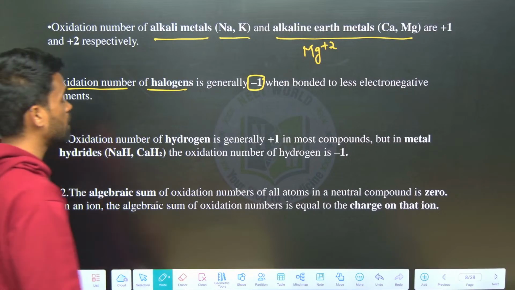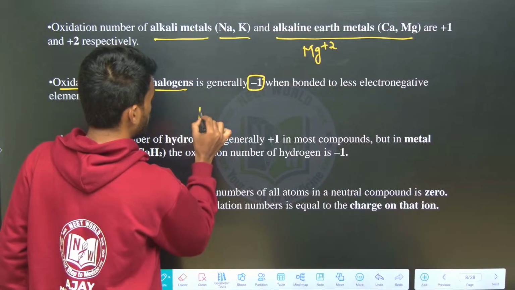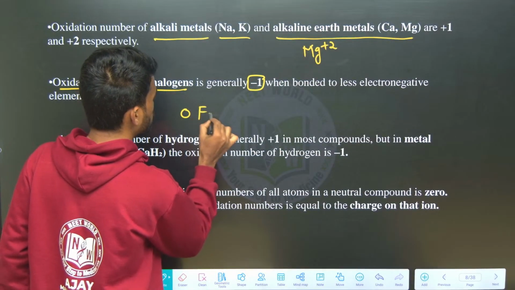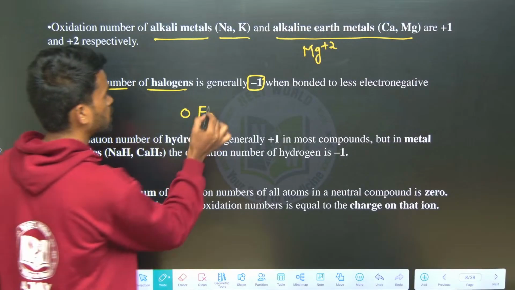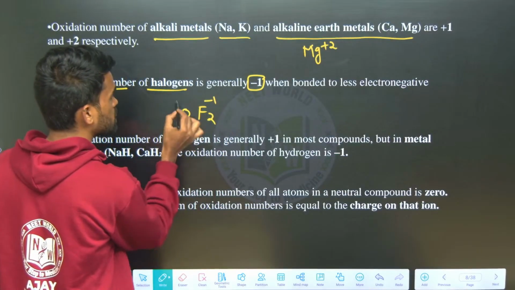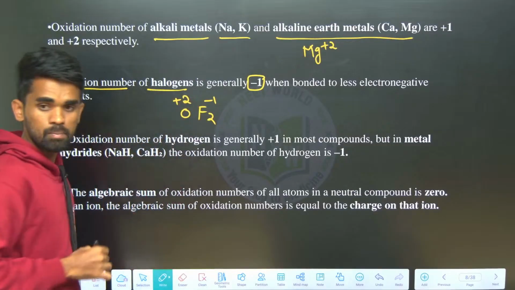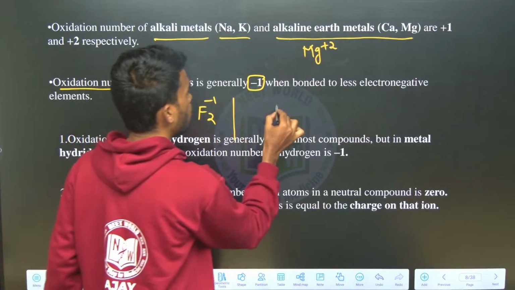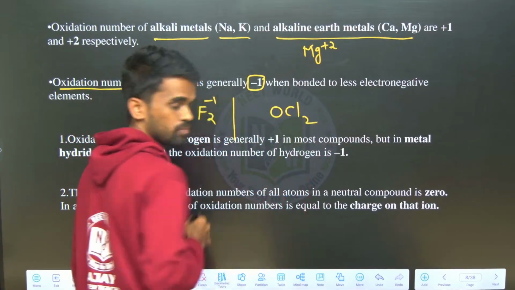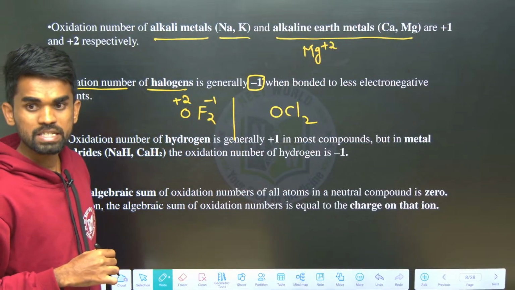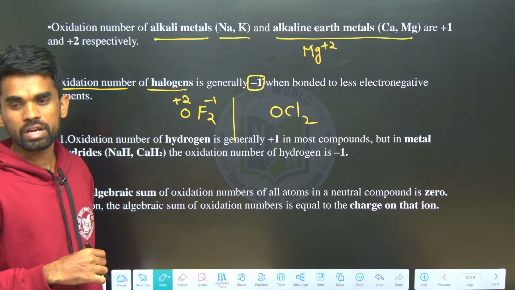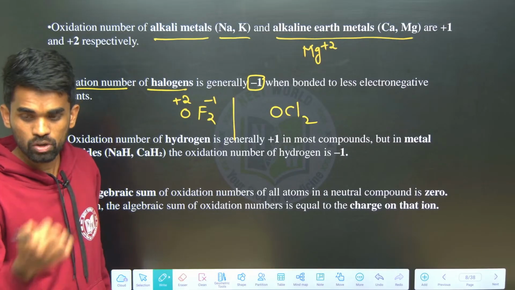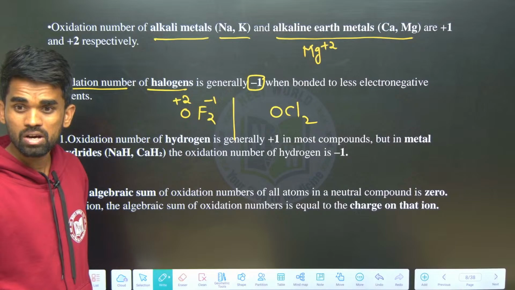For example, here we have seen the OF2 case. Which is more electronegative? Fluorine is electronegative, so fluorine will get a -1 charge, 2 fluorines are there, so oxygen will get a +2 charge. Now I am writing OCl2. Now tell me here, which is more electronegative, chlorine or oxygen? Oxygen is more electronegative than chlorine. Just now I told you the second most electronegative element is oxygen.